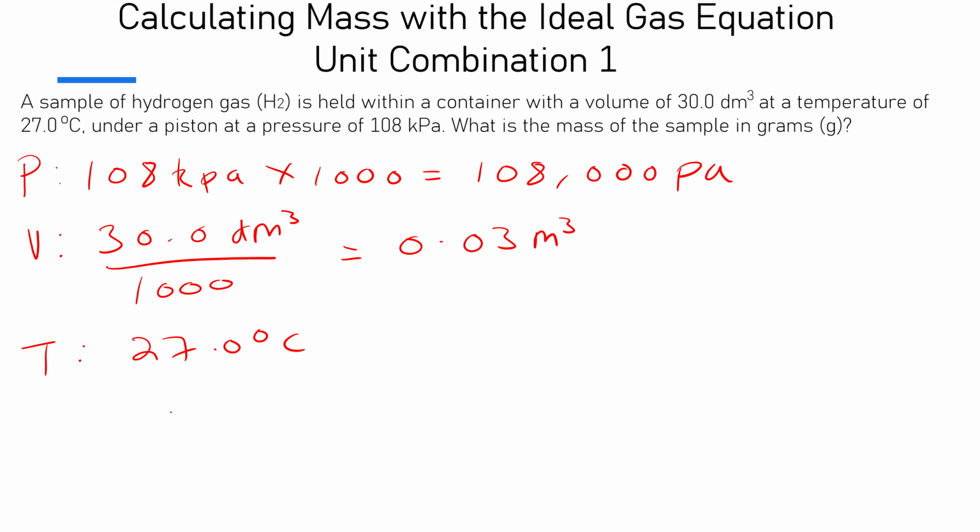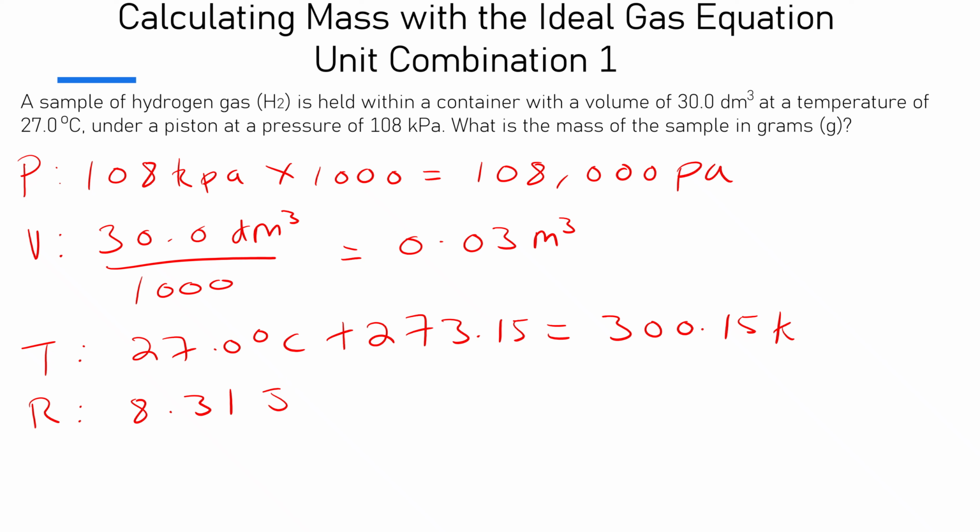Temperature, we're given a value of 27.0 degrees Celsius. We need this value in Kelvin, and to convert this value to Kelvin, we add 273.15 to get an equivalent value of 300.15 Kelvin. Okay, what else do we need? The ideal gas constant for unit combination 1 is 8.31 joules per mole per Kelvin, and we need the molar mass for hydrogen gas, which to three significant figures is 2.02 grams per mole.